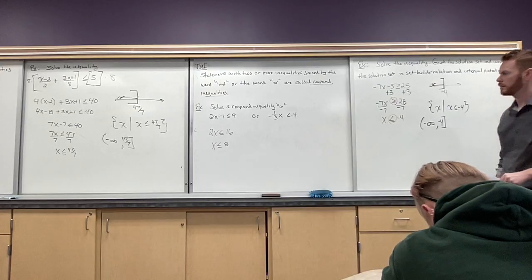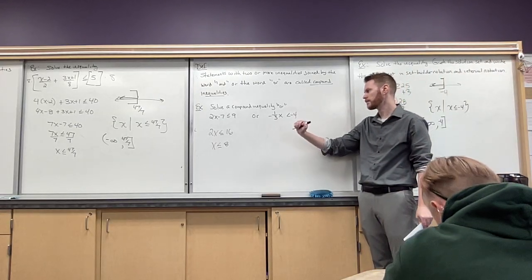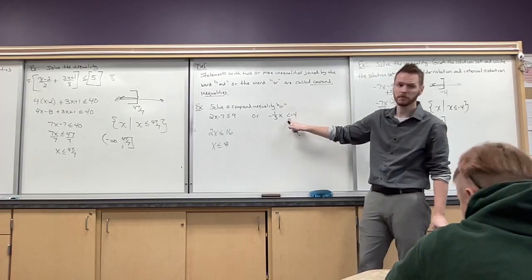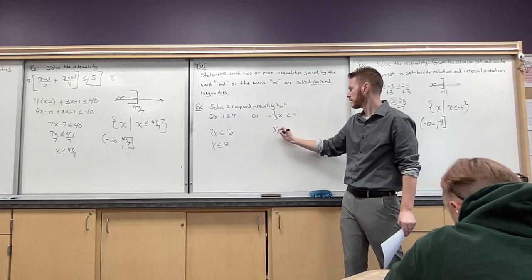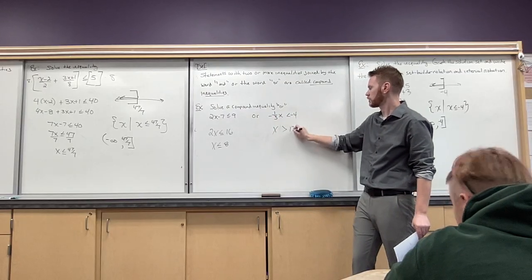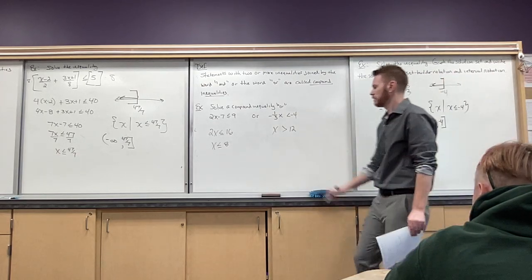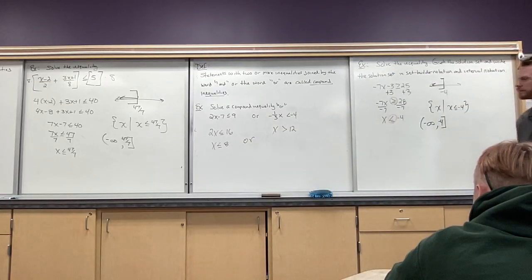Okay. On the right-hand side, what do we have here? Well, to get rid of the fraction, I'm gonna multiply both sides by -3. Now when I do that, we know the symbol has to change. So if I multiply this by -3, I just get an x. It is now greater than, multiply this by -3, I get a 12. And then I don't want to forget the or in between there.